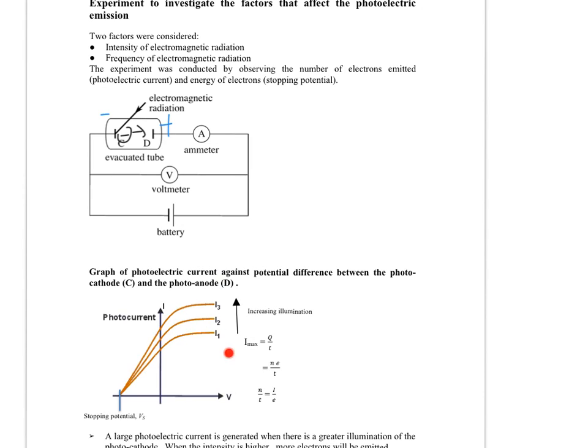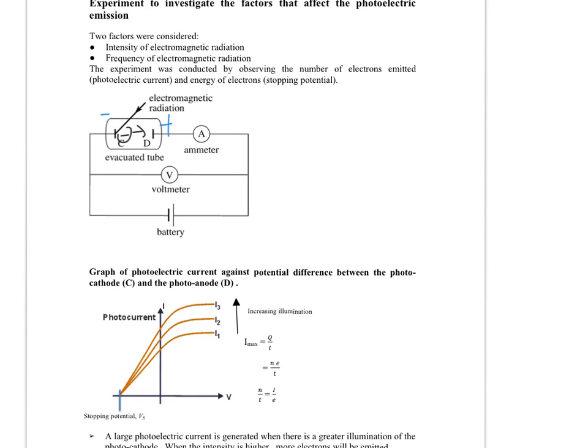Okay, so this part is quite logical. You keep increasing the intensity, more electrons emitted, so therefore your maximum current is higher. So now we know what factor affects the rate of emission of electrons, which is the intensity of EM radiation, which is logical. But if you wanted to investigate the energy of the electrons, then what should we do?